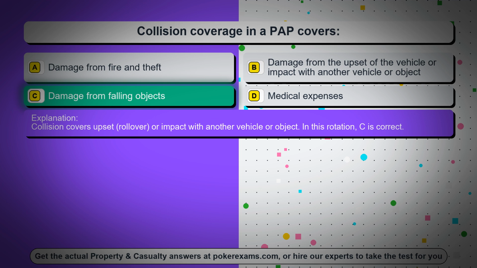Collision covers upset, rollover, or impact with another vehicle or object. In this rotation, C is correct.